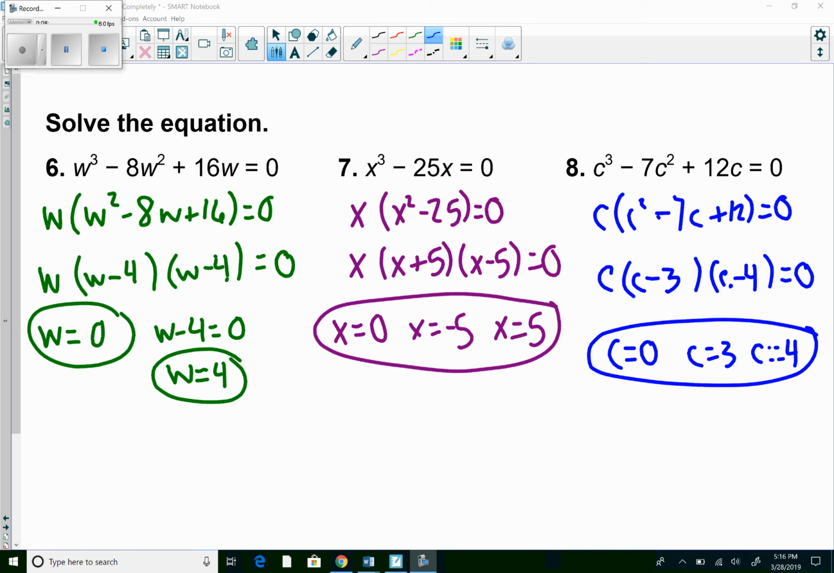All right, so here are the last few examples. W equals 0, W equals 4. Again, although W minus 4 shows up twice, you only have to solve it once. Because if you have W minus 4 equals 0, W minus 4 equals 0, you're going to come up with the exact same answer. For number 7, x equals 0, x equals negative 5, x equals 5. And then for number 8, you have c equals 0, c equals 3, and c equals 4.